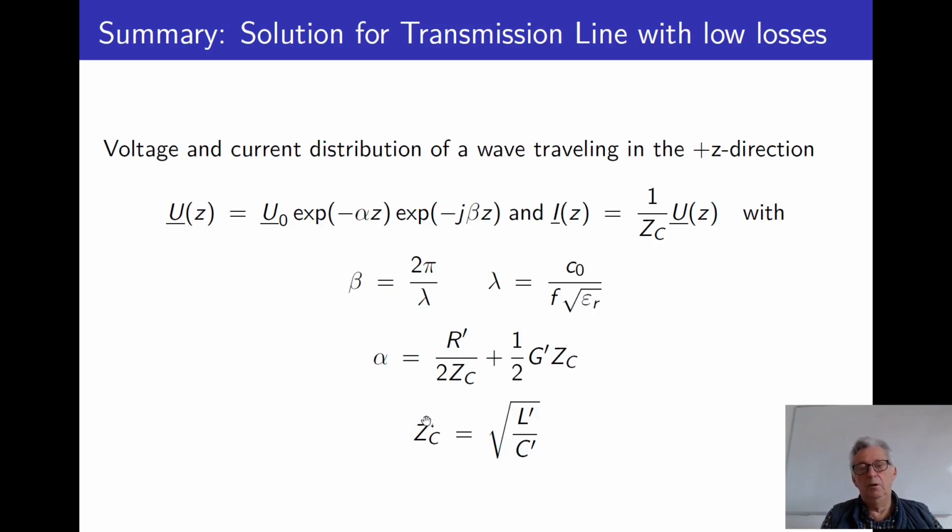But a very important point is that also for a transmission line with low losses, we will have a characteristic impedance which shows a real value, and this is true for the RF range and also for the microwave range.